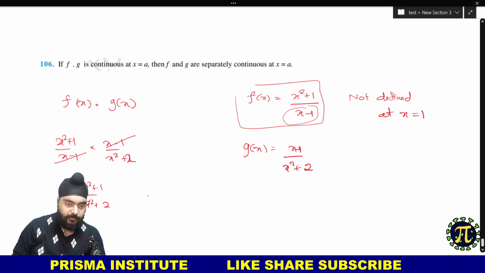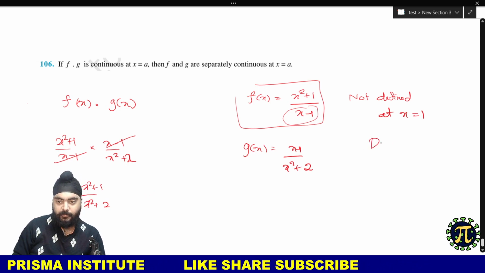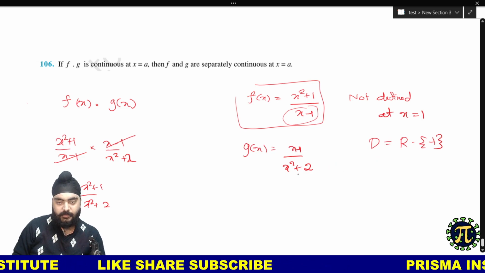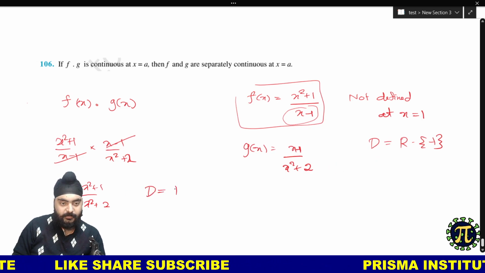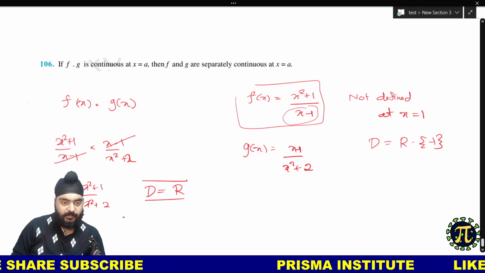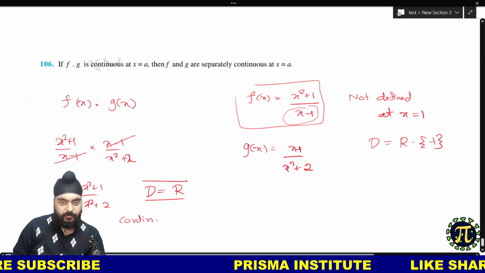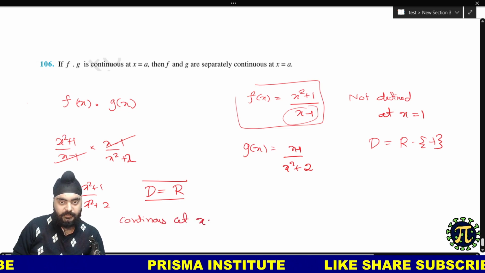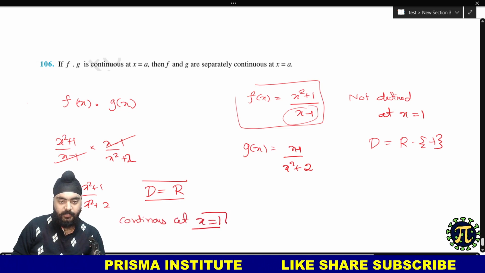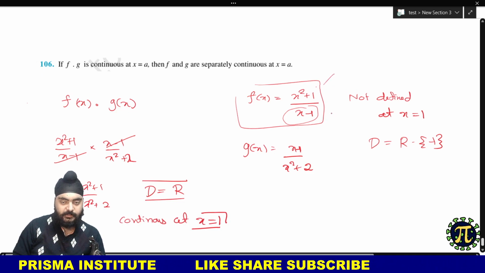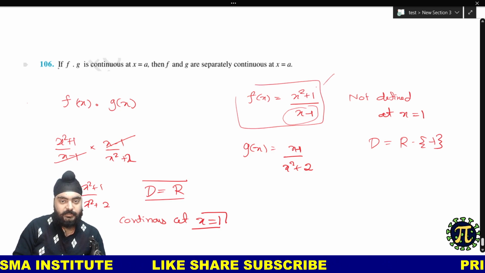So this is continuous for R, right? ठीक है, so this यहाँ पे domain क्या आ रहा है, R minus 1, right? ठीक है, and यहाँ पे domain क्या आ रहा है, R. So this function is continuous at x is equal to 1, but this function, which is just fx, is not defined at x is equal to 1. So this statement is false.